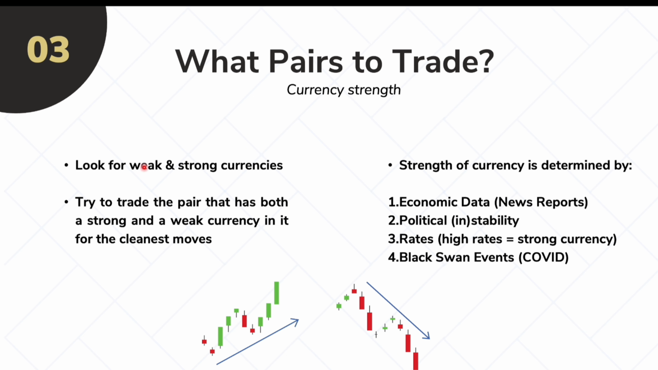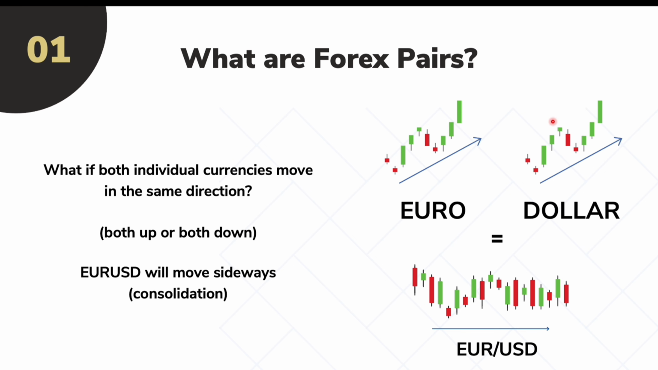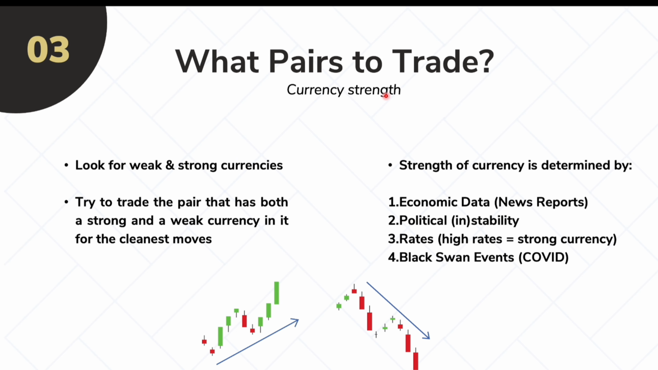And if you, for example, choose 2 weak currencies, so for example, both the euro and the dollar are weak, then you have that same result as you had in that previous slide. Like here, when you have 2 pairs that go the same way, then you have sideways movement. You don't want sideways movement. You want big trending moves up or big trending moves down. So look at the individual currency strength.